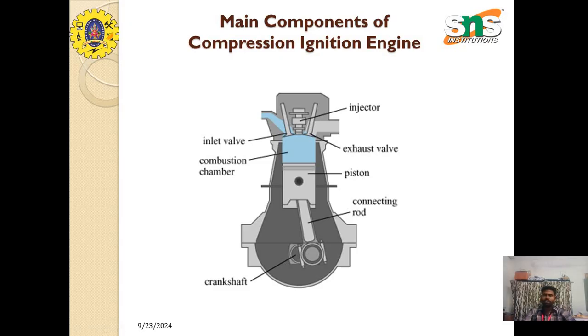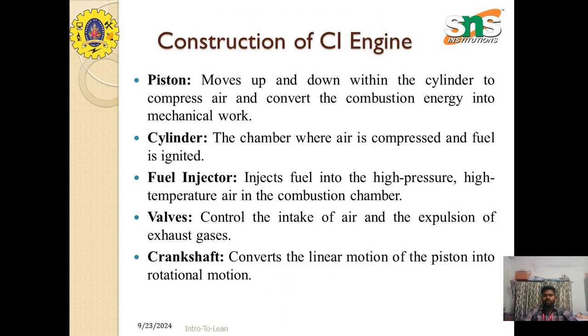These are the major components and the working of the individual parts of the compression ignition engine. The piston moves up and down within the cylinder to compress air and convert the combustion energy into mechanical work. This is the reciprocating motion. The cylinder is the chamber where the air is compressed and the fuel is ignited.